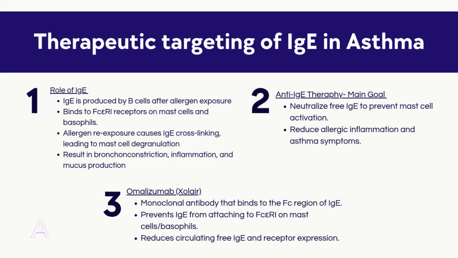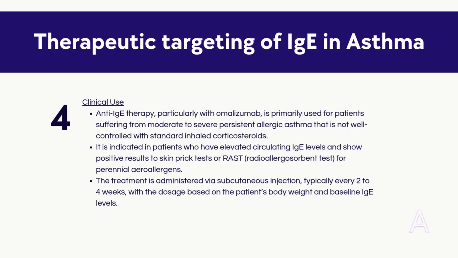Third, omalizumab or Xolair, a monoclonal antibody that binds to the Fc region of IgE, preventing IgE from attaching to Fc epsilon R1 on mast cells or basophils, reducing circulating free IgE and receptor expression. The clinical use of therapeutic targeting of IgE, anti-IgE therapy, particularly with omalizumab, is primarily used for patients suffering from moderate to severe persistent allergic asthma that is not well controlled with standard inhaled corticosteroid.